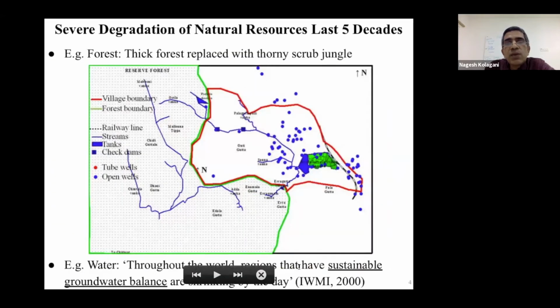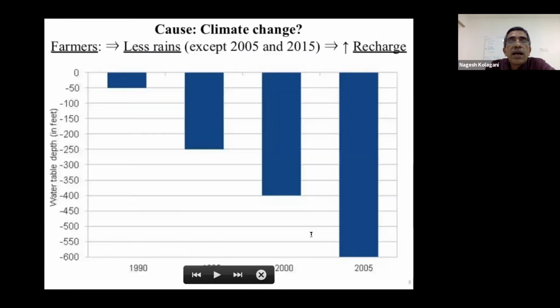Now, this is the case, it looks like, throughout the world, right? Throughout the world, regions that have a sustainable groundwater balance. I like the word balance that they are also using, this IWMI 2000 paper. Anyway, now if you ask farmers what the cause is, first, what is the problem? The water table is falling. Until the late 80s it was 50 feet. Then when I went in 95, it was 250 feet. By 2000, it reached 400, and very quickly it fell to 600 feet. And after that, we hit the hard rock.